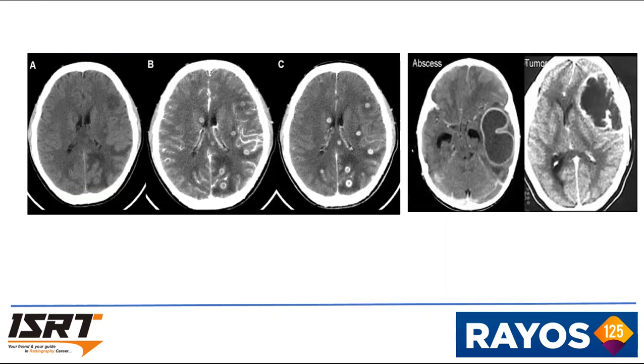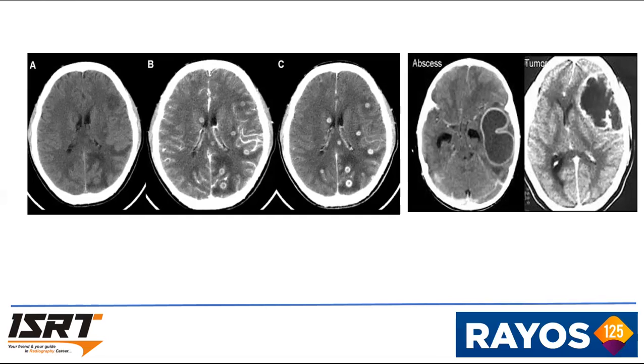So the image on the left side has the pre-contrast, contrast and delayed phases. So you can see A, B and C. A is a pre-contrast and B is a contrast image, right after giving the contrast. Then the delayed film is C. You can see tuberculous lesions.